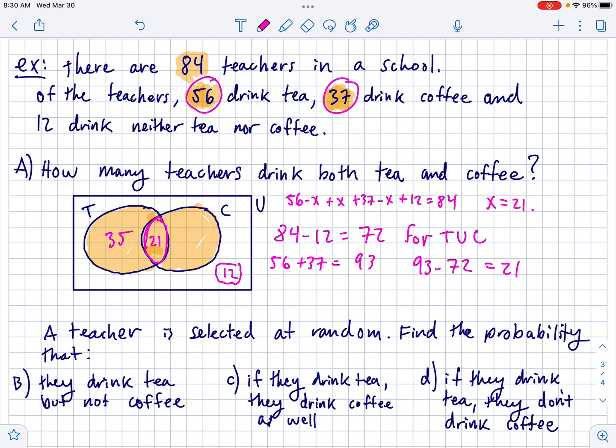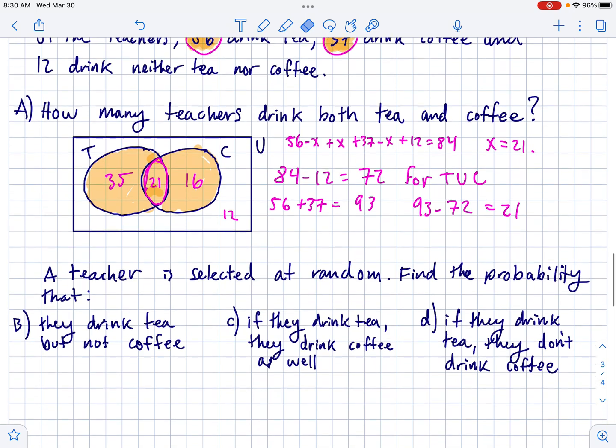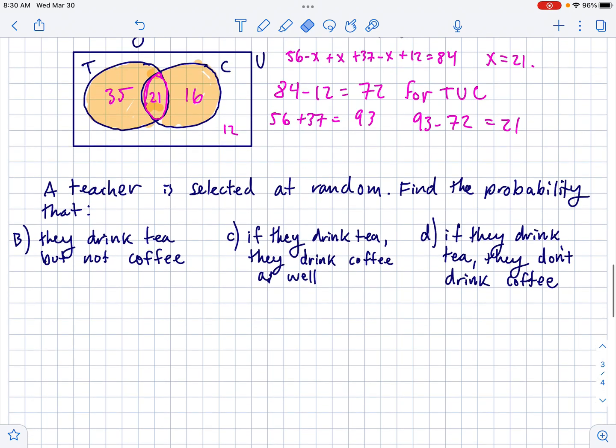And then if you take the 21 out of 56, you get 35. And then if you take the 21 out of the 37, you get 16. Then this is an accurate picture of all the numbers of people in each zone. So we're going to use that picture to answer these three questions.